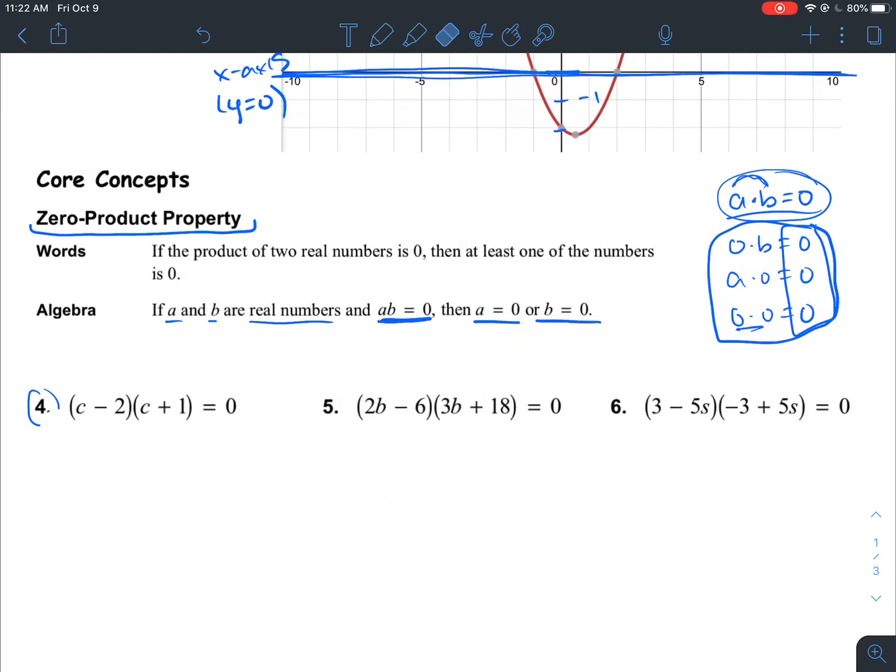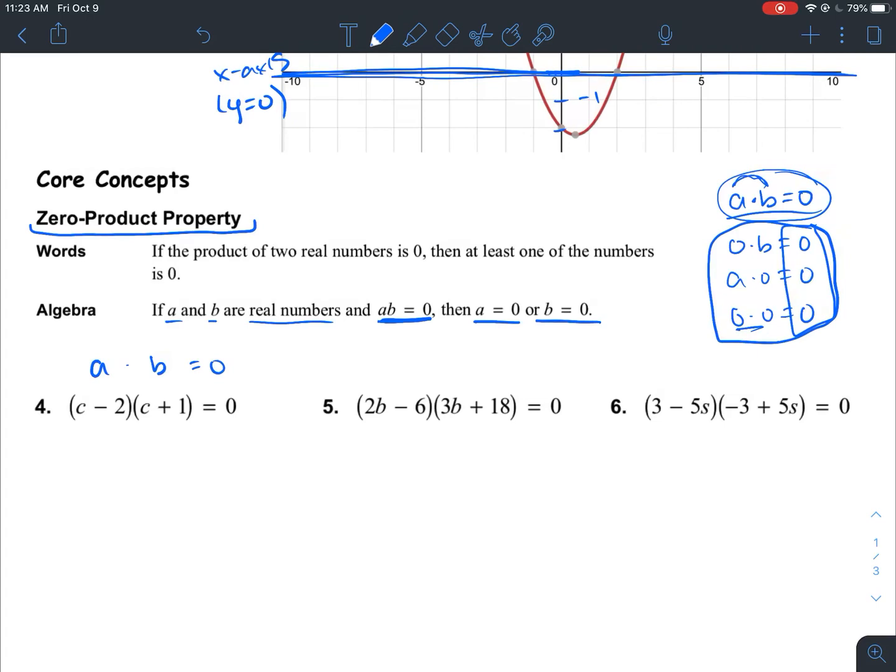Again, if we go back to 4, notice that this time we have an equation, not just a polynomial. We have a polynomial equation. It's an equation because we're setting the polynomial equal to 0. So we can use the same concept. Remember, if a times b is equal to 0, then a or b or both equal 0.